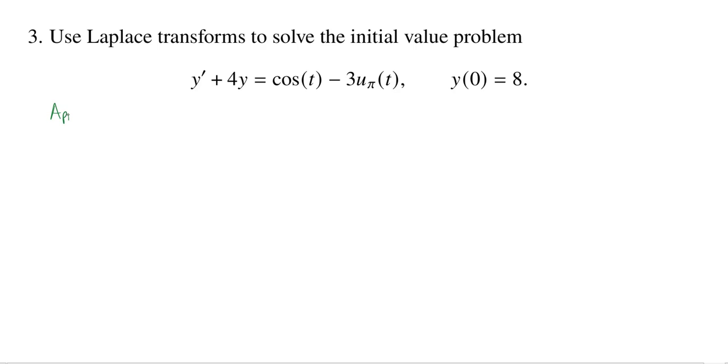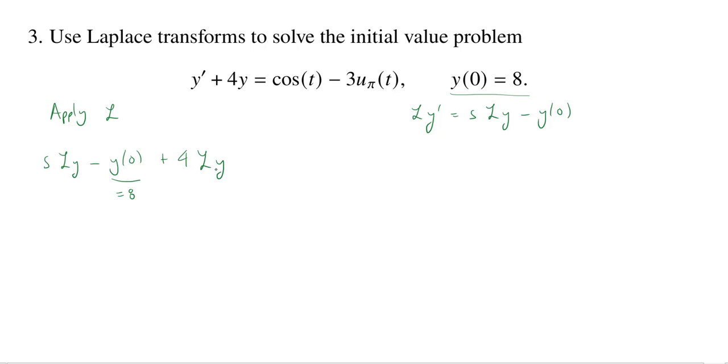So we're going to start by applying the Laplace transform. And we know that if you take the Laplace transform of a derivative, you get s times the Laplace transform of the function minus the initial value of the function at 0. There we go. That's why we need this y of 0 equals 8. So when I apply L to both sides, and note, I have to do it to both sides, not just the left, I get s times the Laplace of y minus y of 0, which we know is equal to 8, plus 4 times the Laplace transform of y.